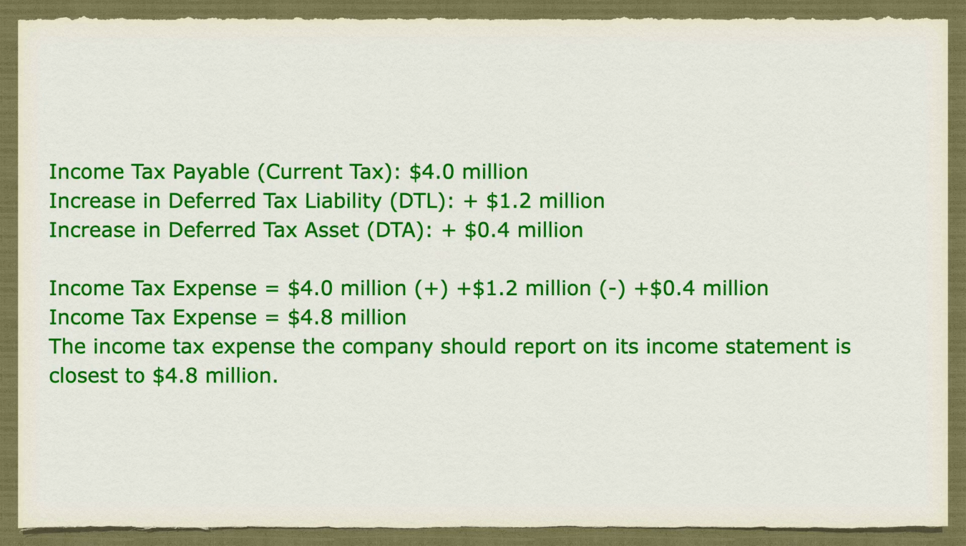Income tax payable, current tax, $4.0 million. Increase in deferred tax liability, DTL, plus $1.2 million. Increase in deferred tax asset, DTA, plus 40 cents million. Income tax expense equals $4.0 million plus $1.2 million minus 40 cents million. Income tax expense equals $4.8 million. The income tax expense the company should report on its income statement is closest to $4.8 million.